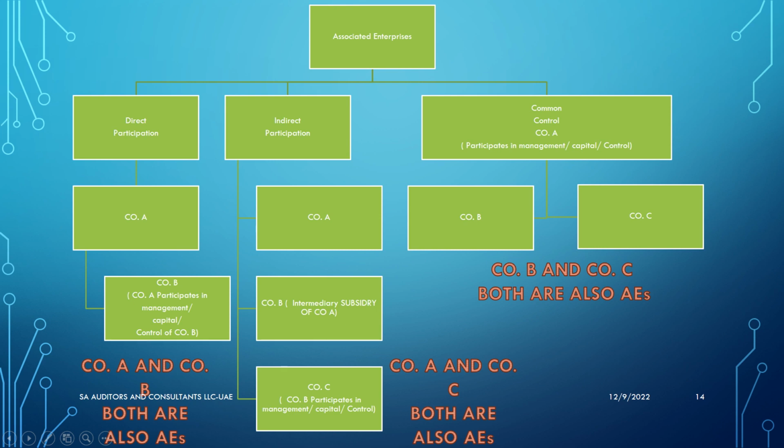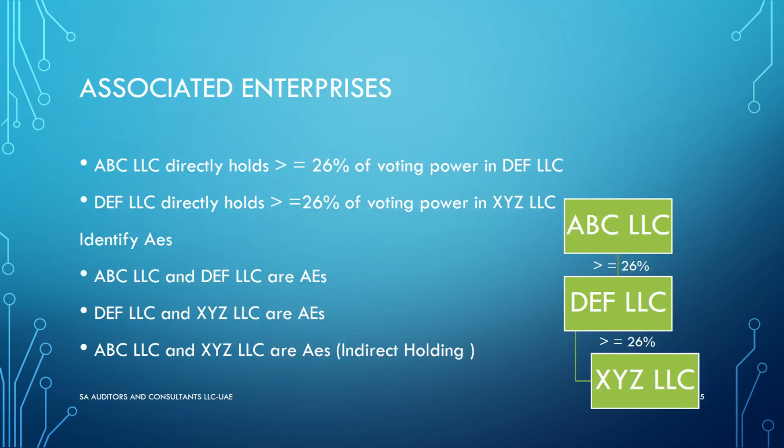Now, company A is participating in the management, capital and control of company B and company C. Company A and company B are direct participation. Company A and C are direct participation. Company B and company C are under common control as associated enterprises.